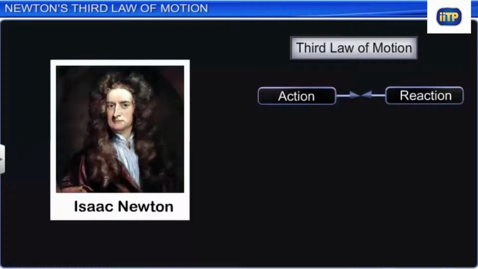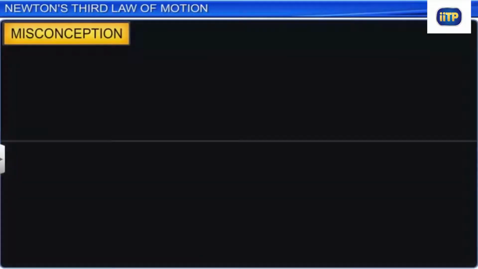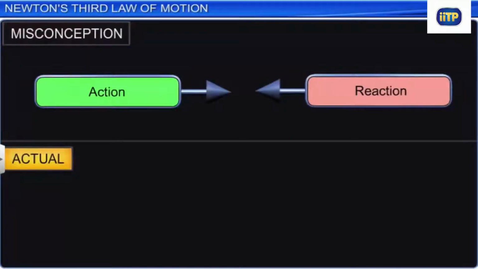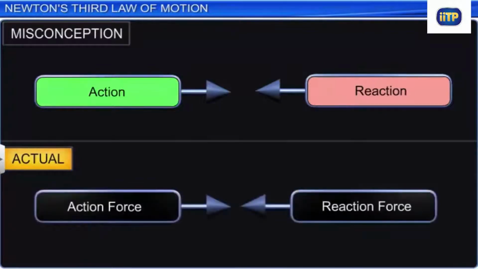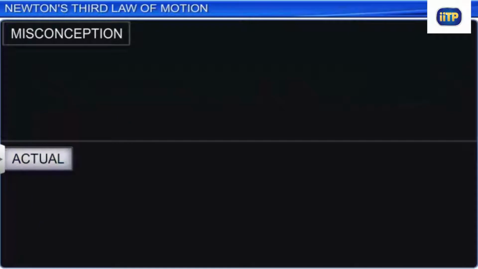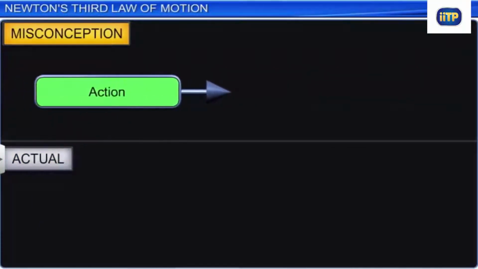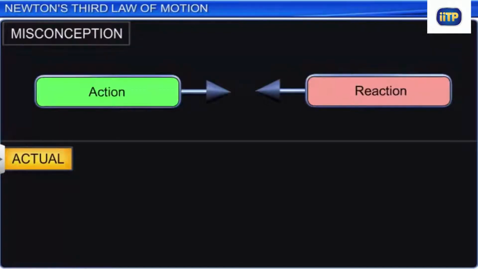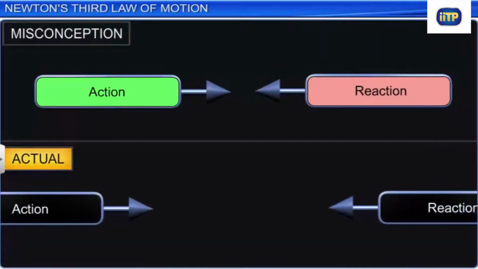Newton's use of day-to-day language in defining this law gave rise to some misconceptions. The two terms, action and reaction, seem like two different things. Actually, both represent the same entity, that is, force. The law gives an impression that action comes first and then its reaction. That is, action is the cause and reaction is its effect. Actually, action and reaction come into existence at the same instant.